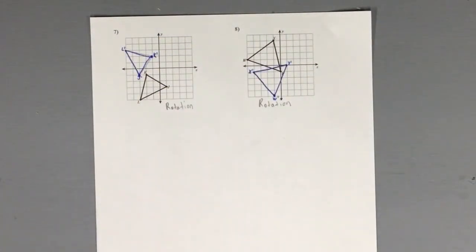The number one thing you have to keep in mind with these is just pay attention to the letters. You're starting with the original black shape and you're moving to the new blue shape. Think about how this shape has rotated or reflected or translated to move to where it's at. That's all you have to pay attention to.